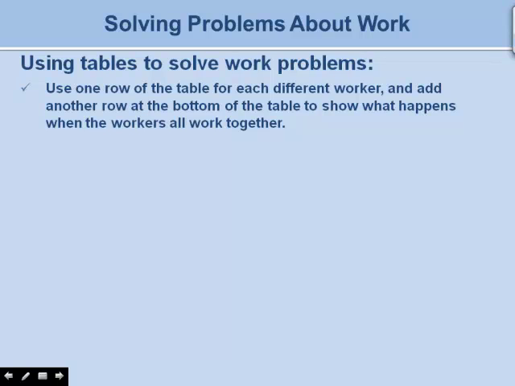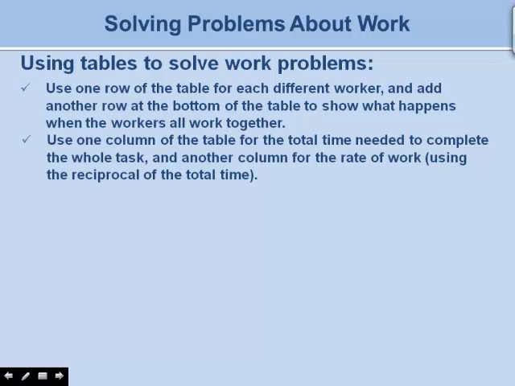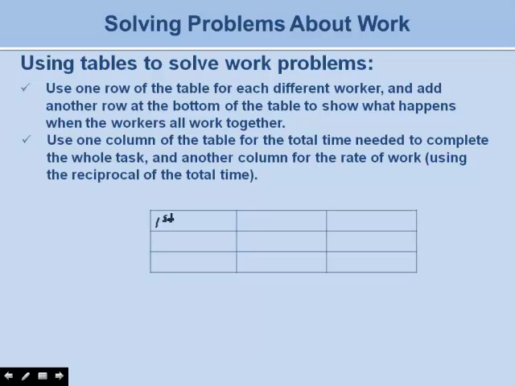For the columns of the table, we'll use one for the total time needed to complete the whole task, another column for the rate of work, in other words, how much of the job a worker can get done in 1 hour or 1 minute, whatever the time units are. That's where we'll use the reciprocal like we did on the last slide. So here's a table. If we had a couple of workers, we could put our first worker in the first row, second worker in the second row, and then for our third row, we'd have them working together.